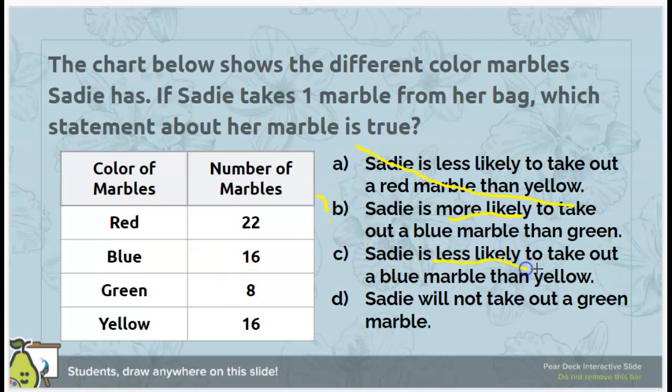Sadie is less likely to take out a blue than a yellow. Well, less likely. They're actually equally likely because they're the exact same. So that should say equally likely, so that can't be right. And then Sadie will not take out a green marble. Well, that's not true. That would be a 0% chance, and it's impossible. It is possible to take out green, so it has to be B.